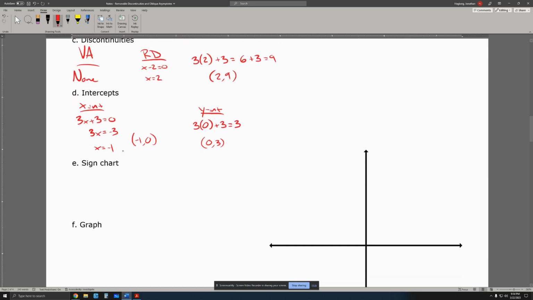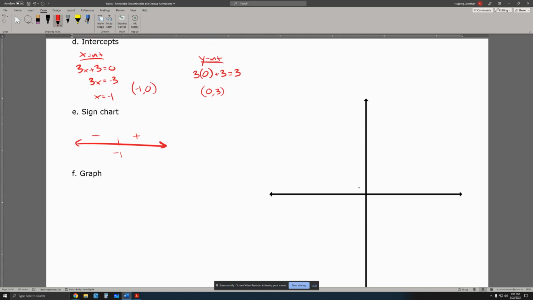For our sign chart, again, we plug in our x-intercept and our vertical asymptotes. We only have an x-intercept at -1. So then we look at our end behavior: the right-hand side is approaching infinity, the left-hand side is approaching negative infinity. And finally, our graph. We don't have any vertical asymptotes. We've got an x-intercept of (-1, 0), a y-intercept of (0, 3), and we've got a hole at (2, 9). And so we've got a hole all the way up here.